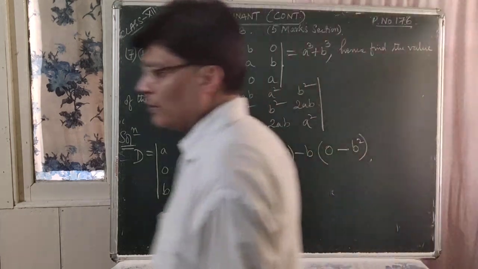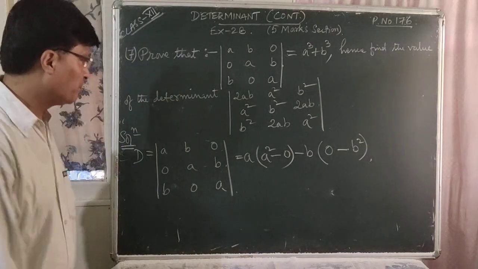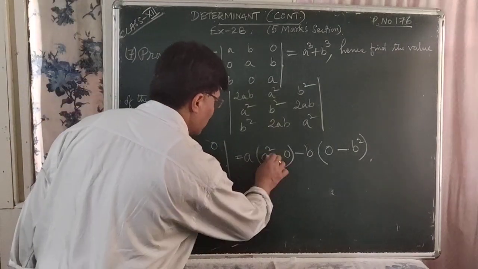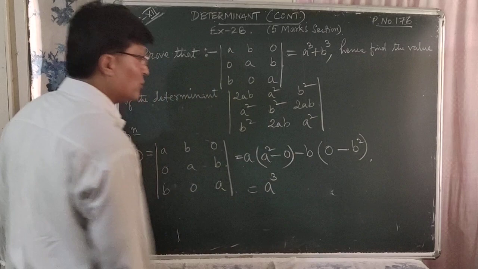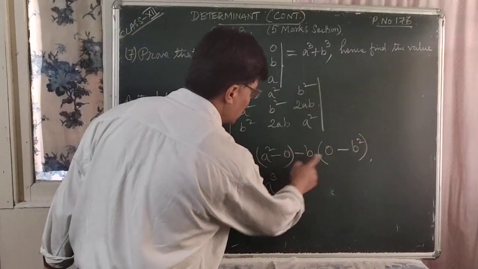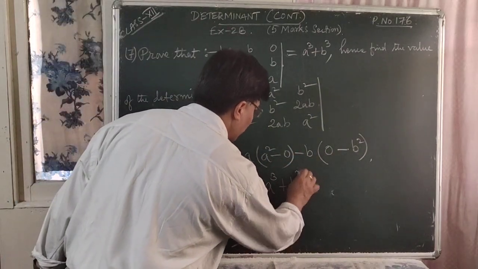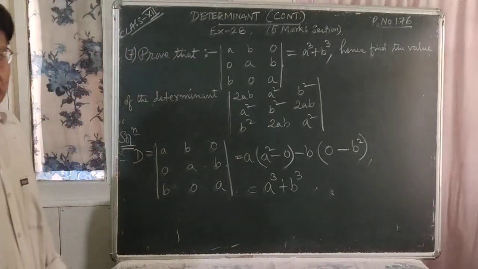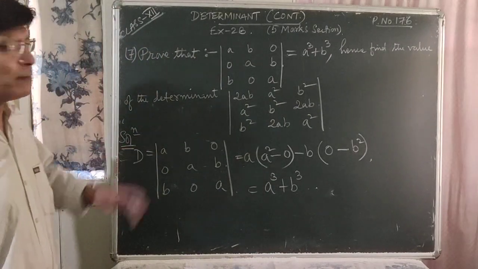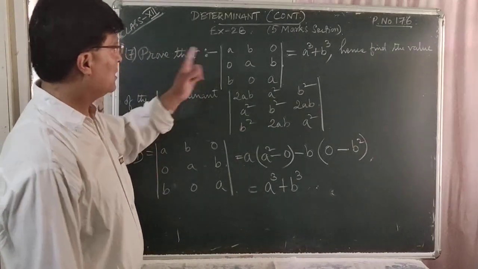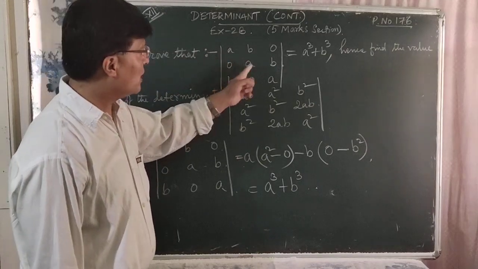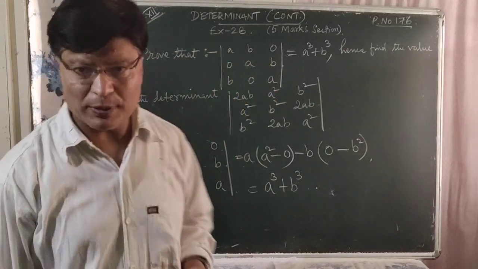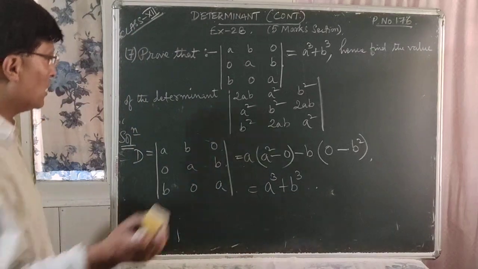So now let us simplify it. Which is equal to A into A square, A cube. Now this is 0, you don't have to write it. This is also 0, minus 1 minus plus B cube. So this is your plus B cube. So we have proved the first part. That is determinant AB0, 0AB, B0A is equal to A cube plus B cube. Okay?